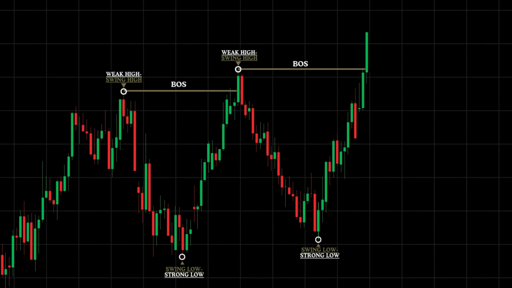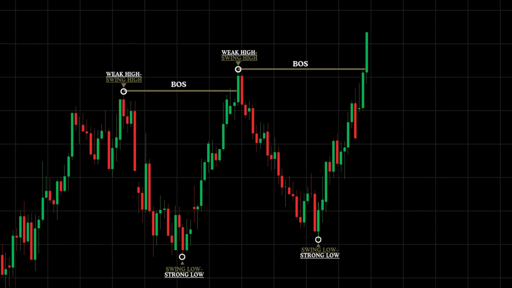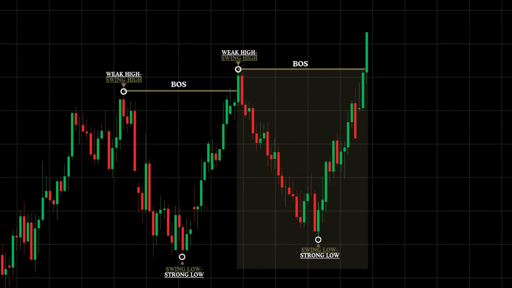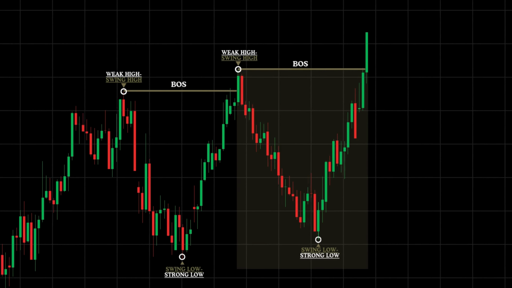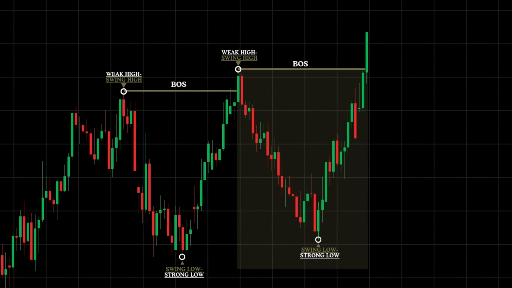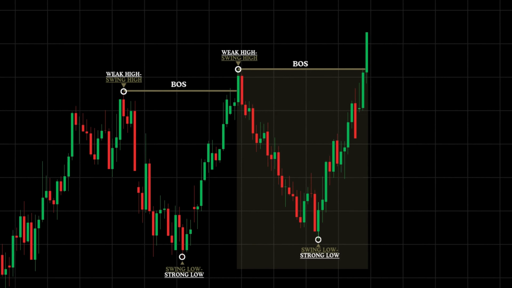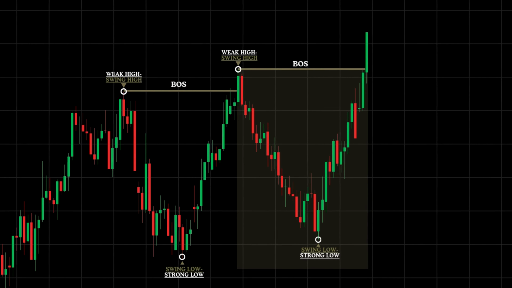So, how do you mark it? Start by locating the last swing high, or a weak high, just before the break of structure. Draw a horizontal zone from that area. Then, within that zone, find the lowest point where price stopped falling and reversed upward. That's your strong low and your confirmed swing low.